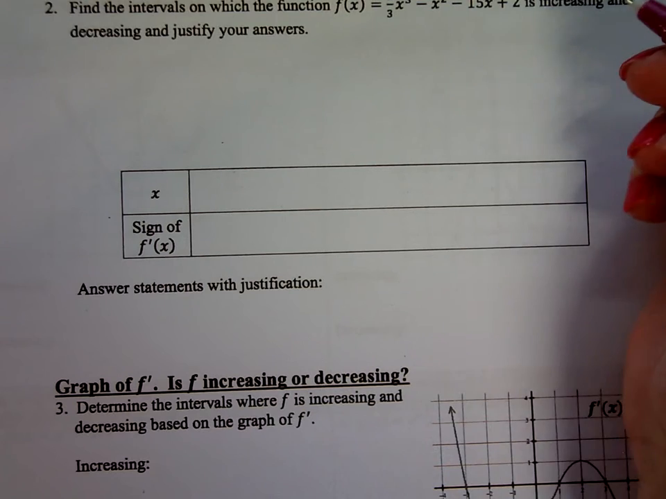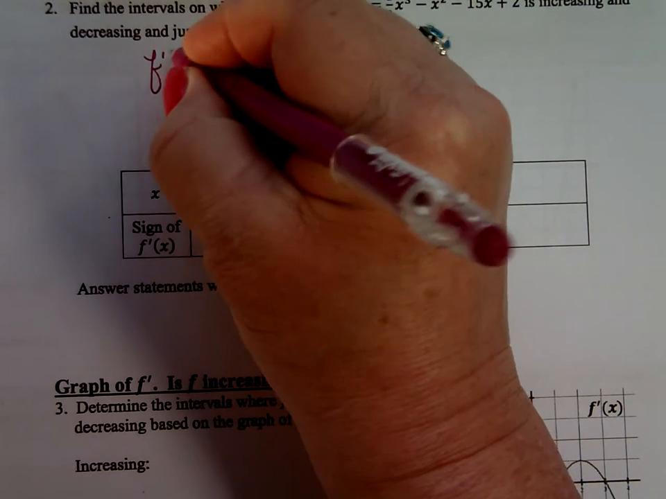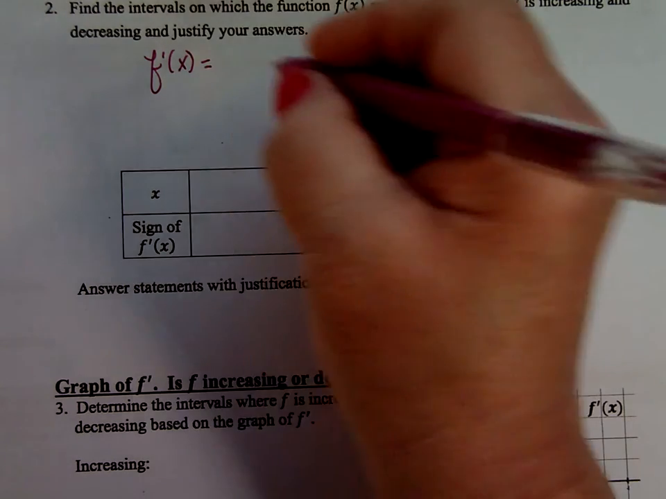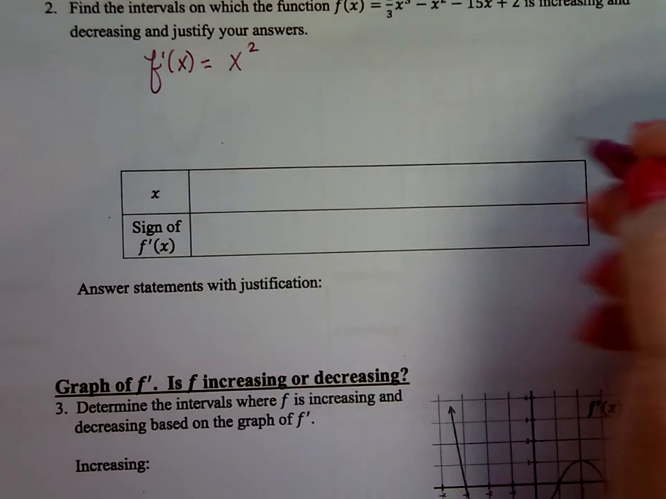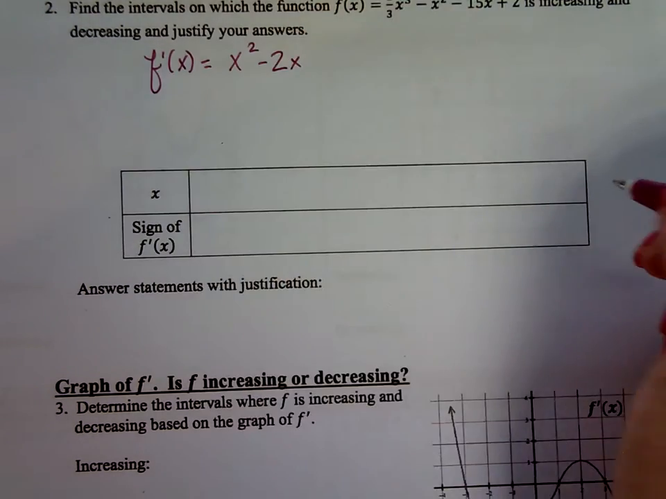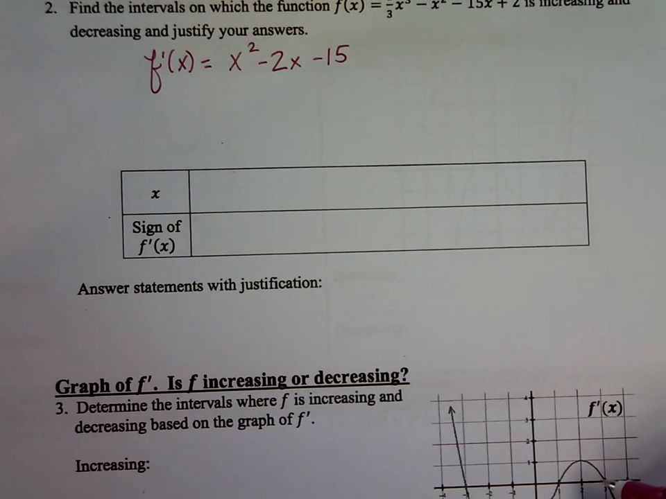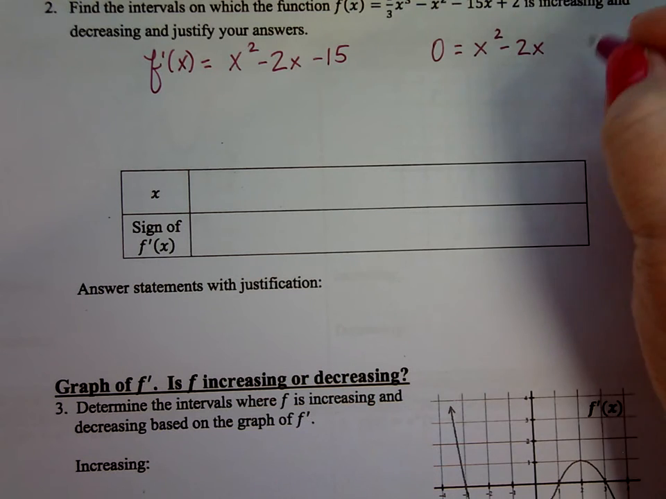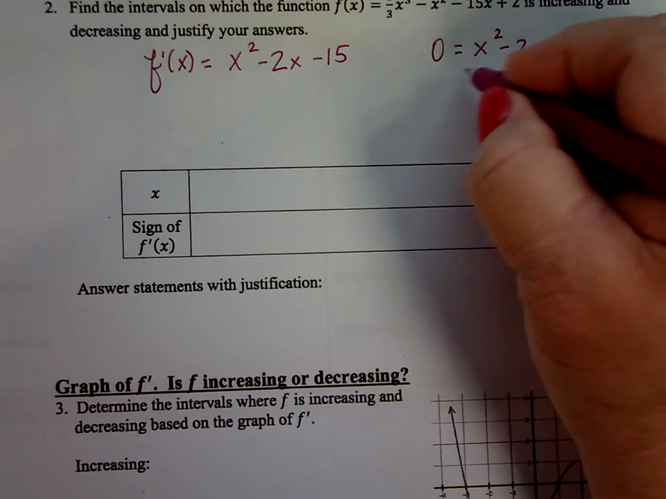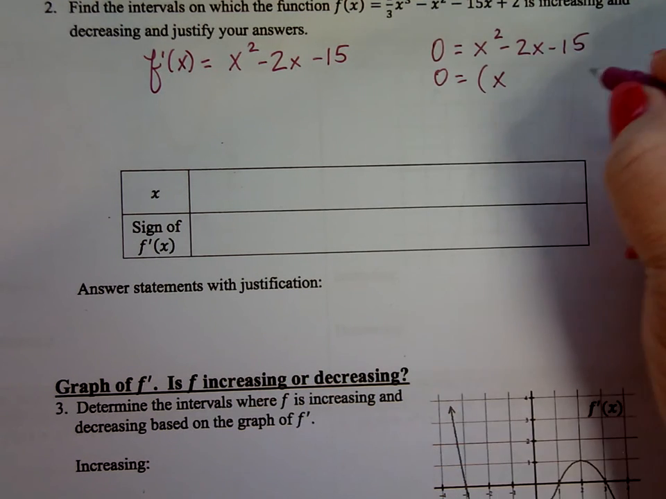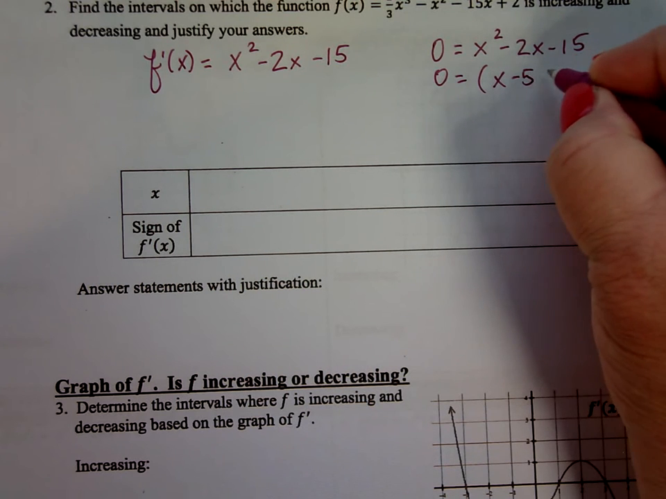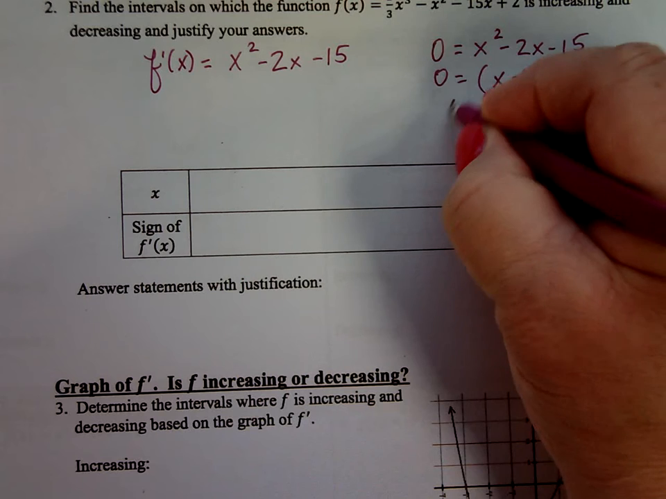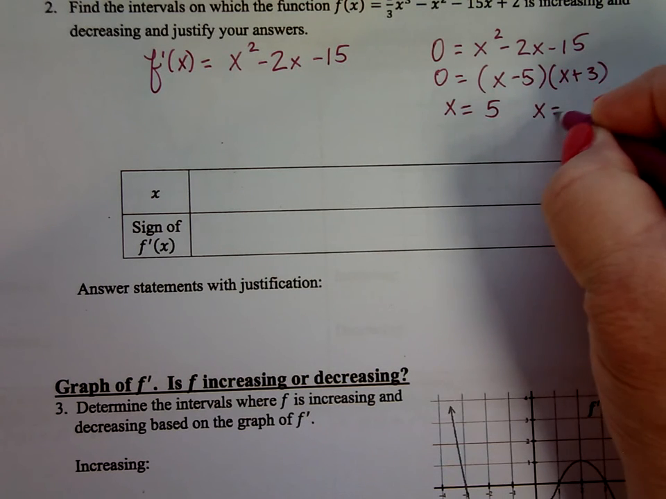Same idea. I have to take the first derivative. It's all based on what the first derivative is doing. So if I take the derivative of 1/3 x cubed, it's x squared minus 2x minus 15. I set it equal to 0 to find my critical points so I know what I'm putting on my chart. Hopefully it factors. Most times it should. I get minus 5, I get positive 3, which gives me x equals 5 and x equals negative 3.